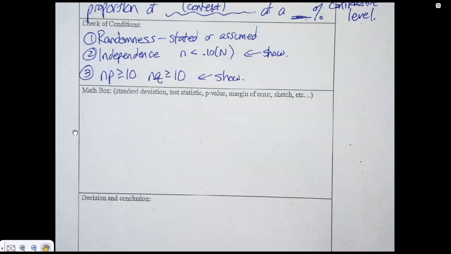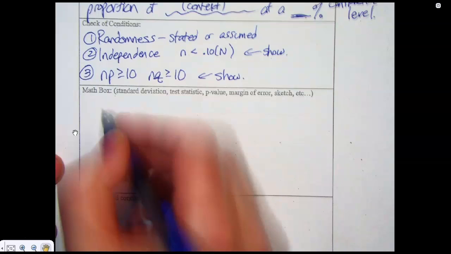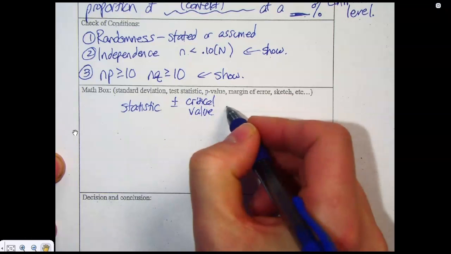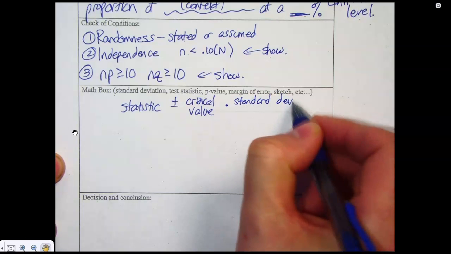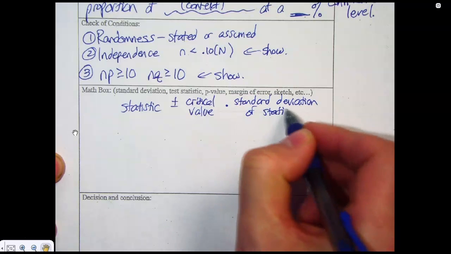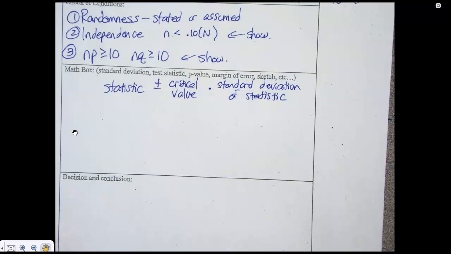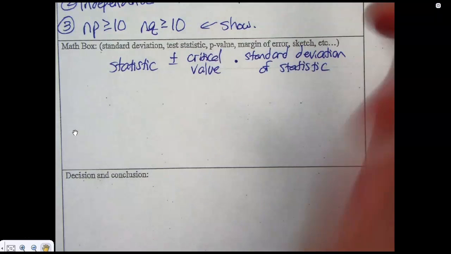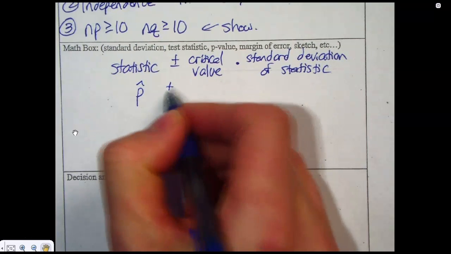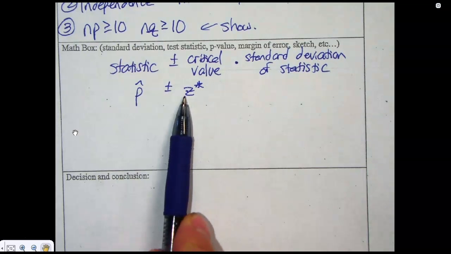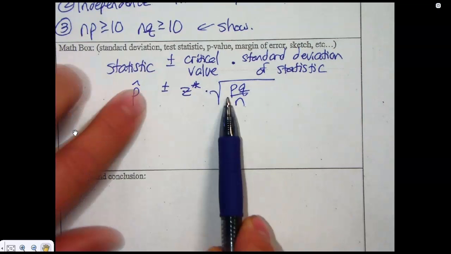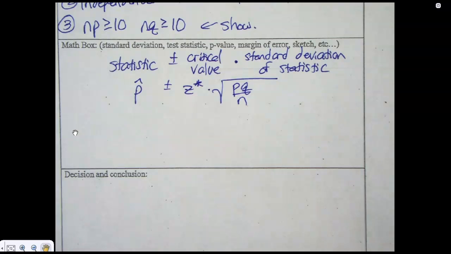Am I going too fast or we good? Am I good to keep going? Okay. And then you got your general formula, which is the statistic plus or minus the critical value times the standard deviation of the statistic. So when we're dealing with sample proportion, your statistic is pi. Your critical value is z star. Whenever we deal with proportions, it's always going to be z. And then the standard deviation of this one is pq over n. And these can change depending on what type of interval I'm doing, but your general format is always the same.